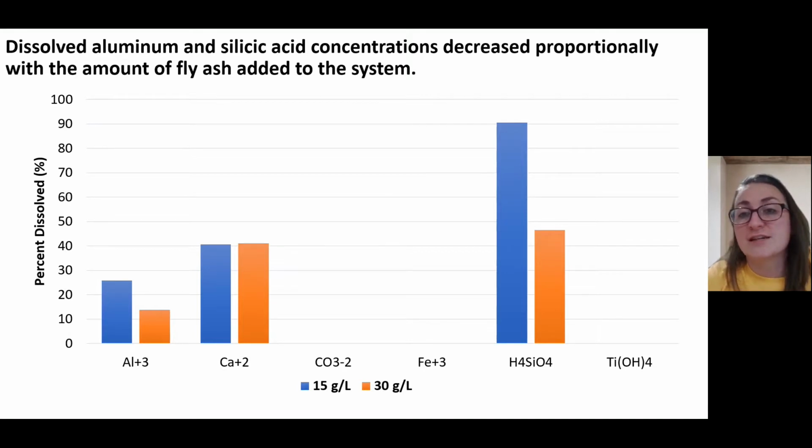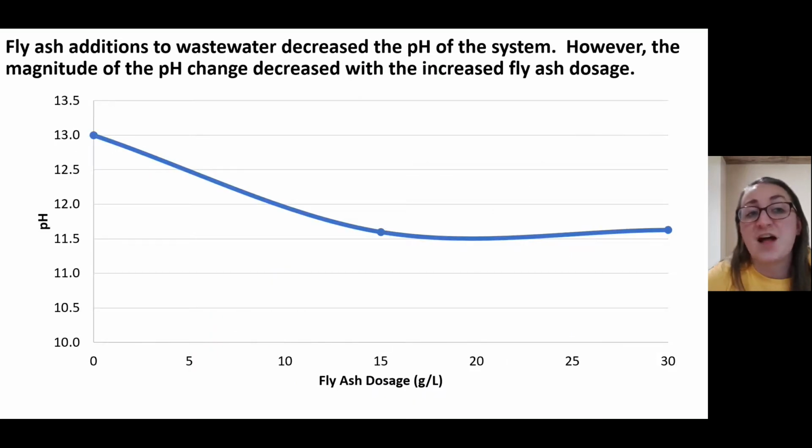However, this increase in the fly ash dosage had very little impact on the dissolved calcium concentrations, and pretty much no impact on the dissolved carbonates, iron, or titanium hydroxide species that were present in the system. And I presented these ones here because they were the most significant solids that were present in the final system to be evaluated. So as for the pH, the fly ash additions also decreased the pH of the system.